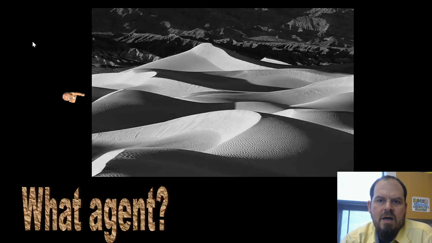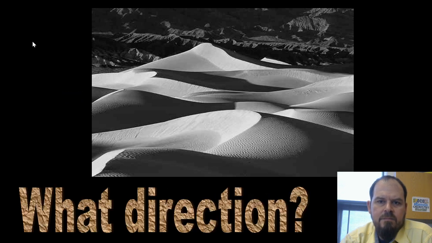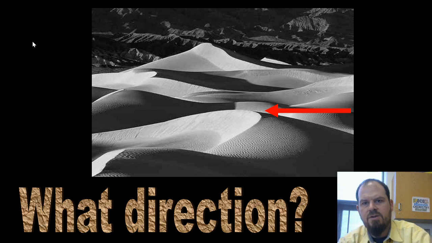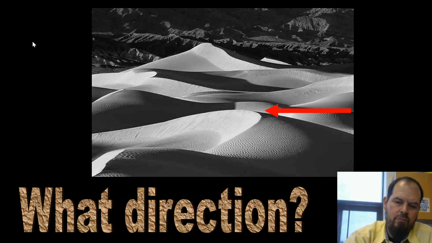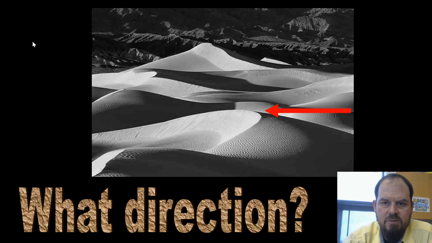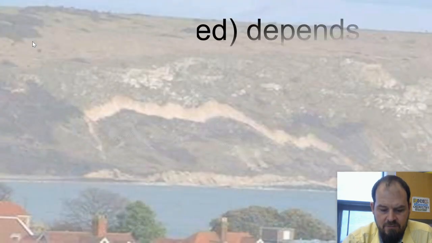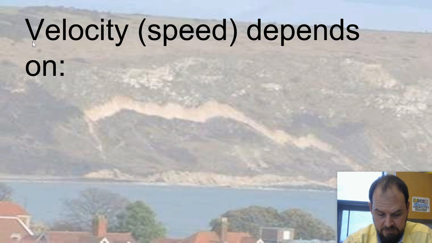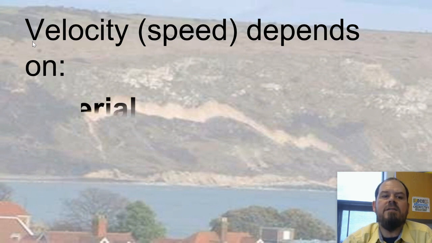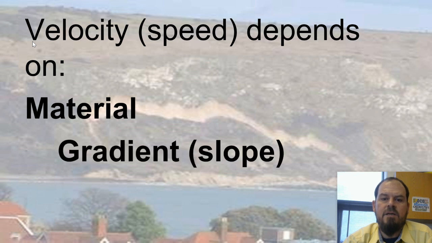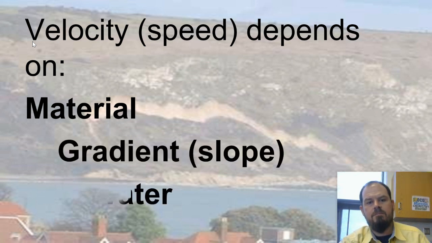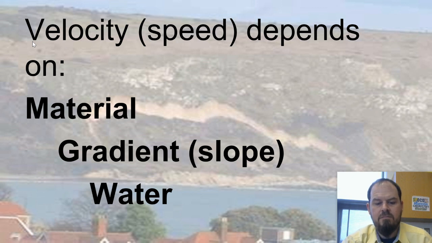Okay. Then looking at this, you can see that the wind now is going in that direction. You see the ripples, and then you see that nice curved out piece there, which is the opposite of what the picture was, but that's what it's going to show you. And hopefully you have enough room to write this. Velocity, speed depends on the material and the gradient and the slope. And of course, having water.